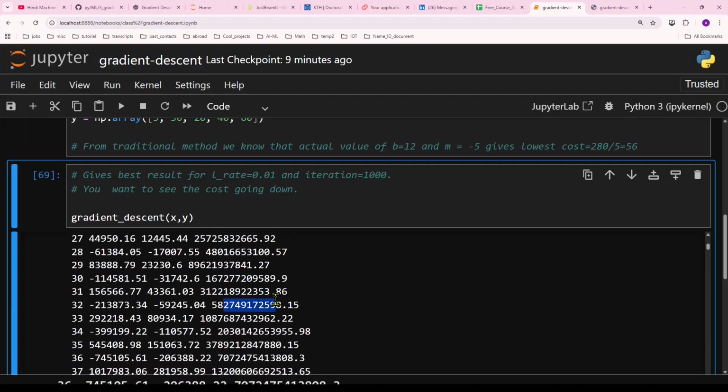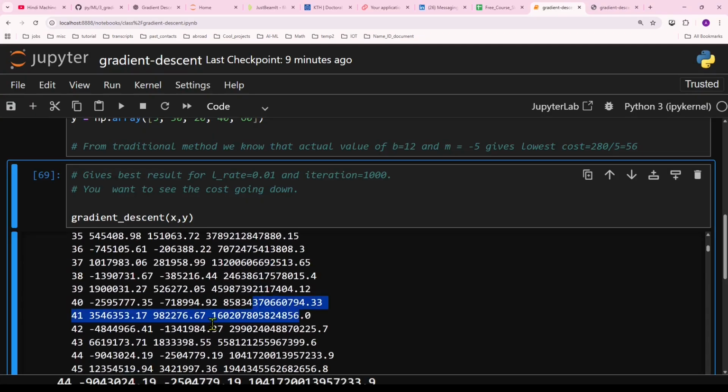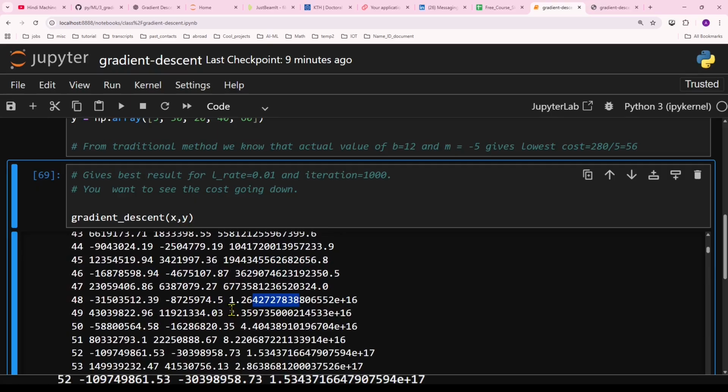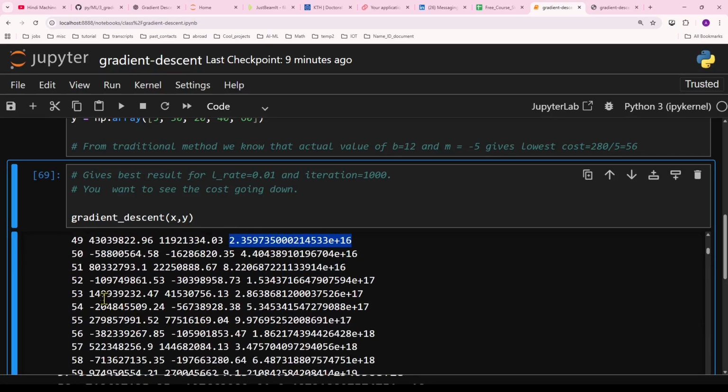So this is a scenario where basically you overshoot. Your learning rate was too high in this case. Look at these values, very large values. All right, so this is not working out.